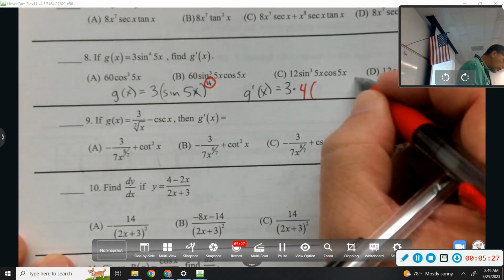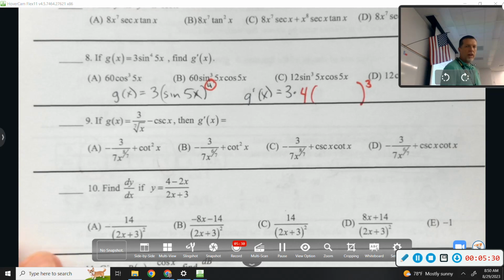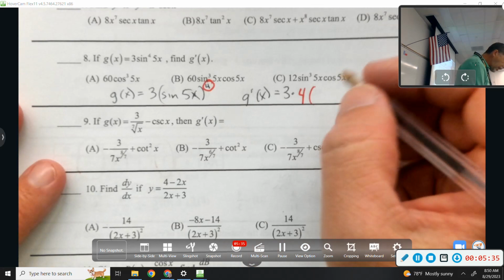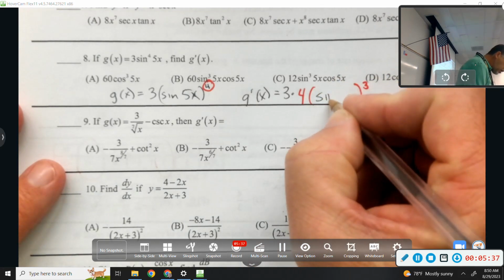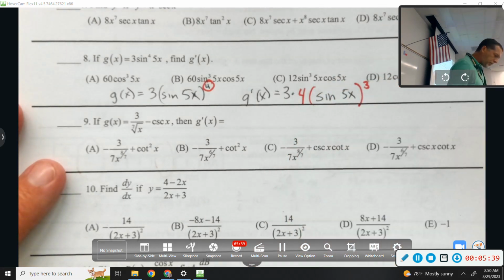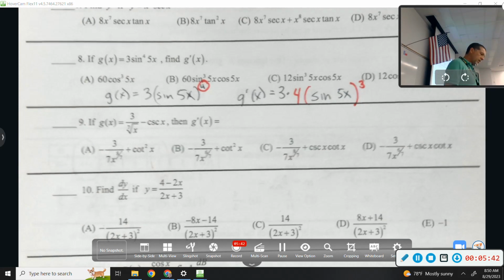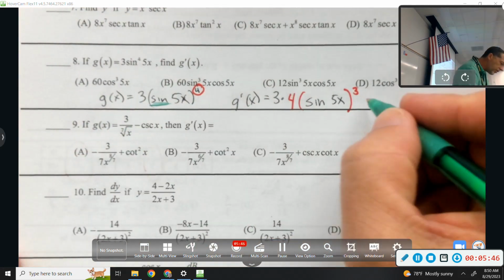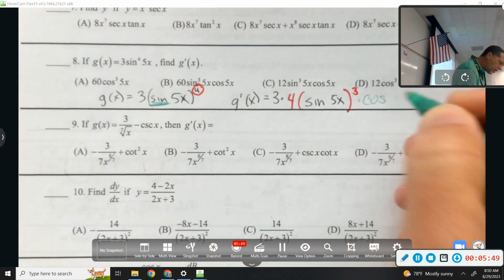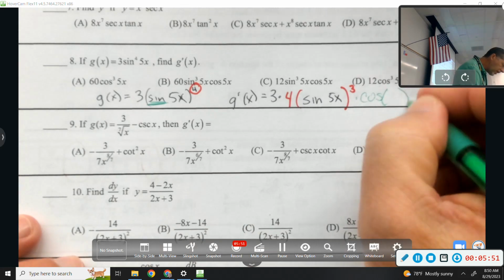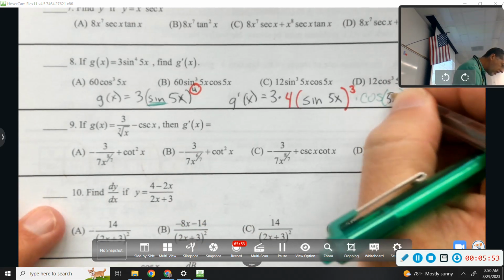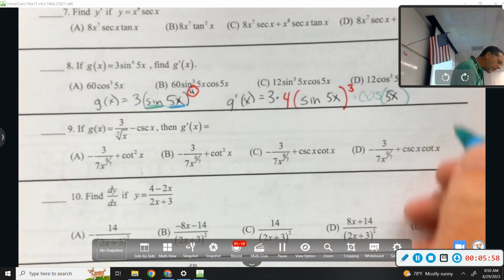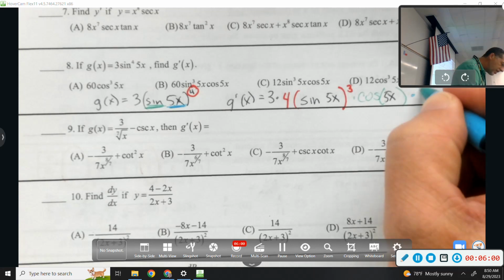So 4 times all of that stuff cubed, right? That's the power rule. Now all the stuff stays the same because we only do one thing at a time. So sine of 5x. Working my way in, the next thing is the sine. Derivative of sine is cosine. So cosine of 5x. And then lastly, the derivative of 5x is 5.